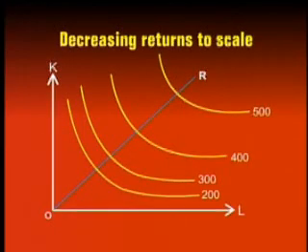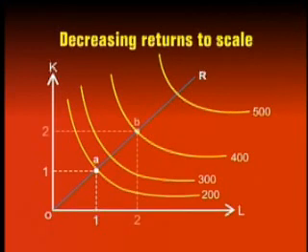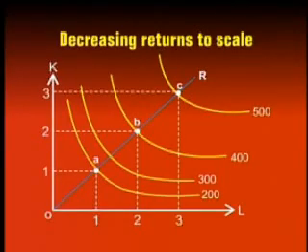Here you can see that the isoquants are becoming further and further apart from each other. So the distance between any two adjacent points of intersection is increasing. So the distance between A and the next point of intersection is less than the distance between that point of intersection and point B, and then the distance between B and C is bigger than the previous corresponding distance. Now what is the implication of this?